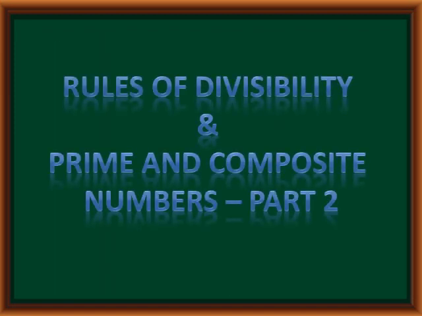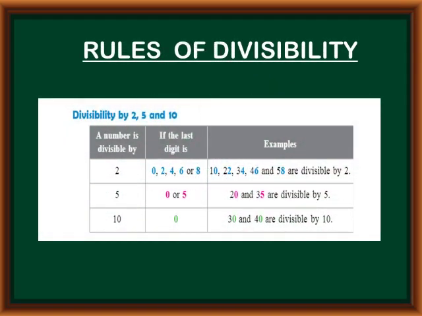The next topic we are going to see is about rules of divisibility and prime and composite numbers. The rules of divisibility help you find if a number is completely divisible by another number without actually dividing. Let us see the rules for divisibility by 2, 5 and 10.